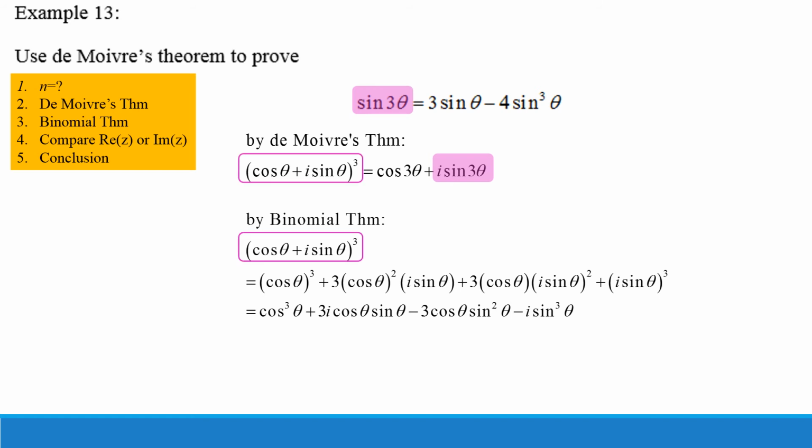Since we are expanding cos theta plus i sine theta to the power 3 in 2 different ways, we can compare their imaginary parts. We write, like in the bottom, comparing imaginary parts, sine 3 theta equals 3 cos squared theta sine theta minus sine cubed theta.